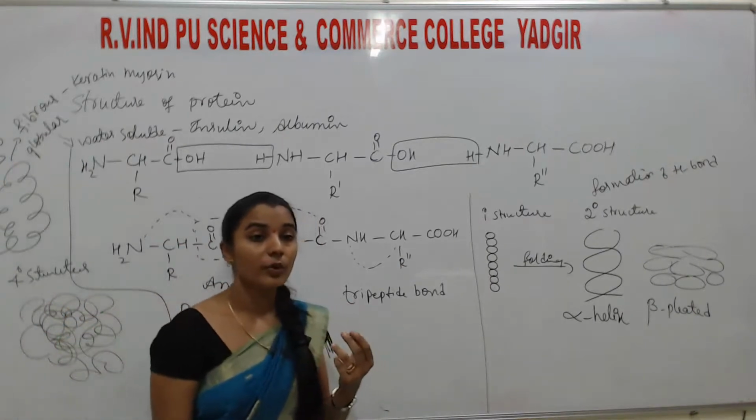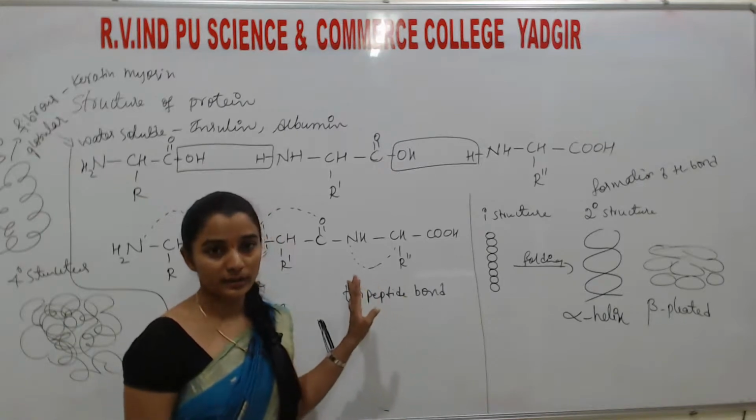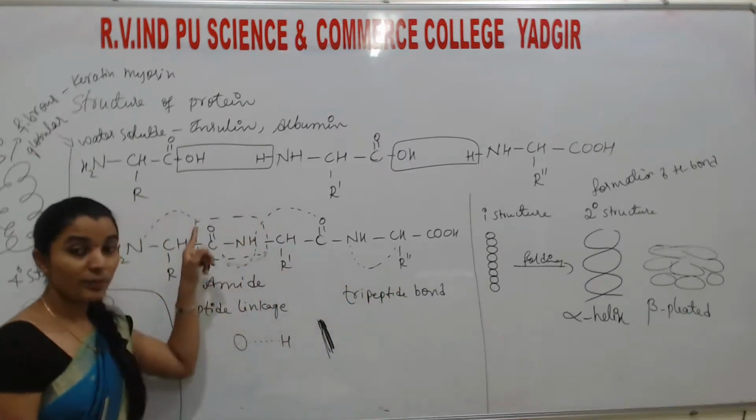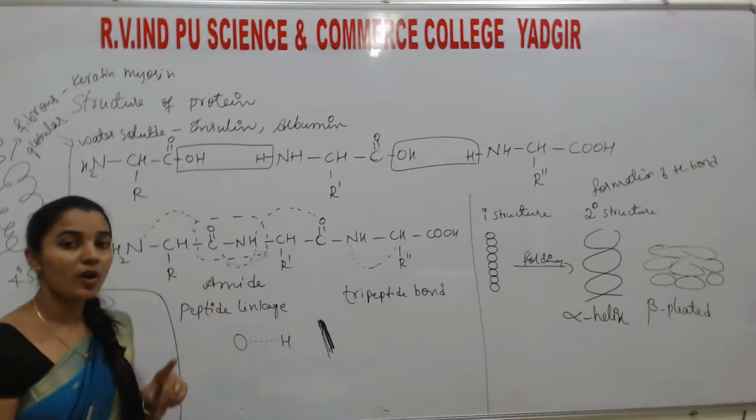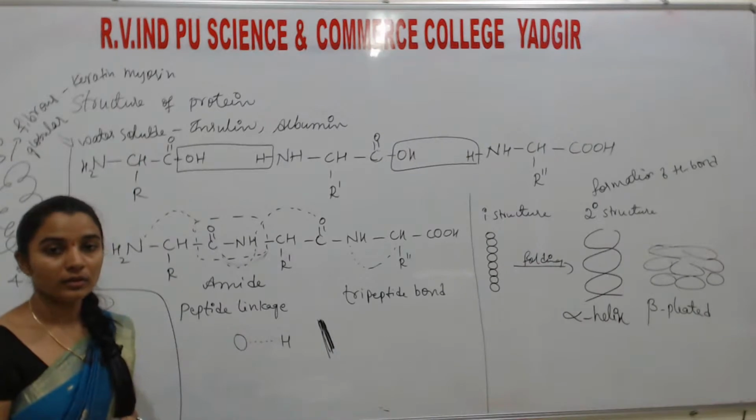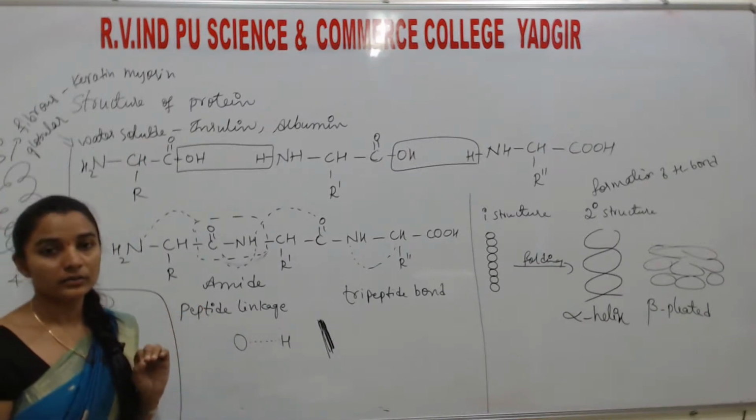And the next one is denaturation of protein. Denaturation means breaking of the bonds. Here the polypeptide bond is there, correct? So breaking of that bond is called denaturation of protein. Understand? The best example is boiling an egg.